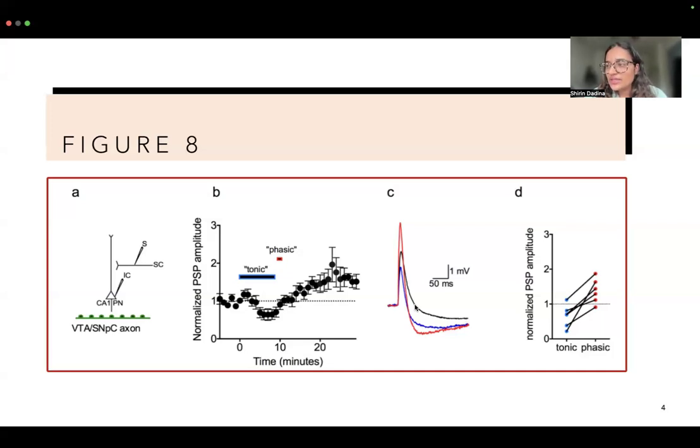And D shows summary data of the mean fold change of the SC-evoked PSP from baseline following tonic and phasic photostimulation. The tonic optogenetic stimulation suppressed the SC-PSP to about 65% of the baseline, similar to the effect seen with single burst photostimulation. And the phasic phase following tonic stimulation resulted in a net increase in the peak PSP depolarization to 137% of the initial baseline value.